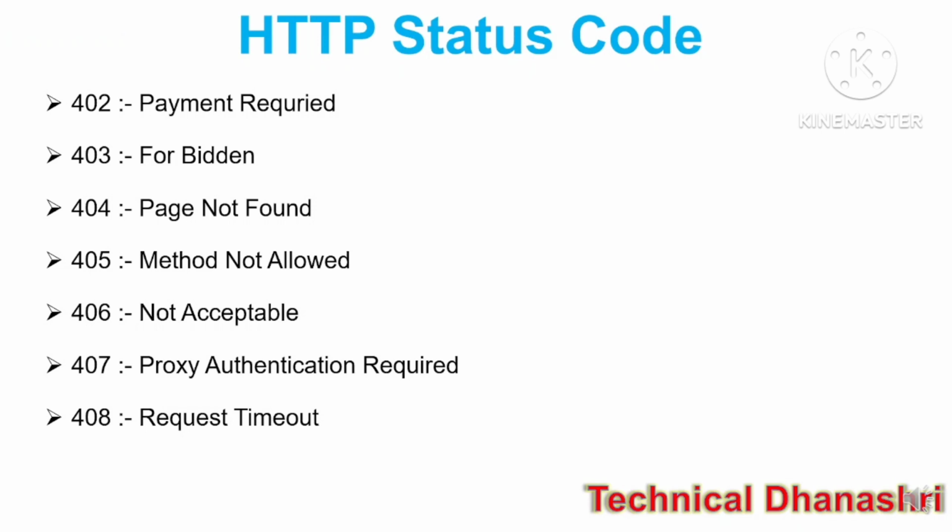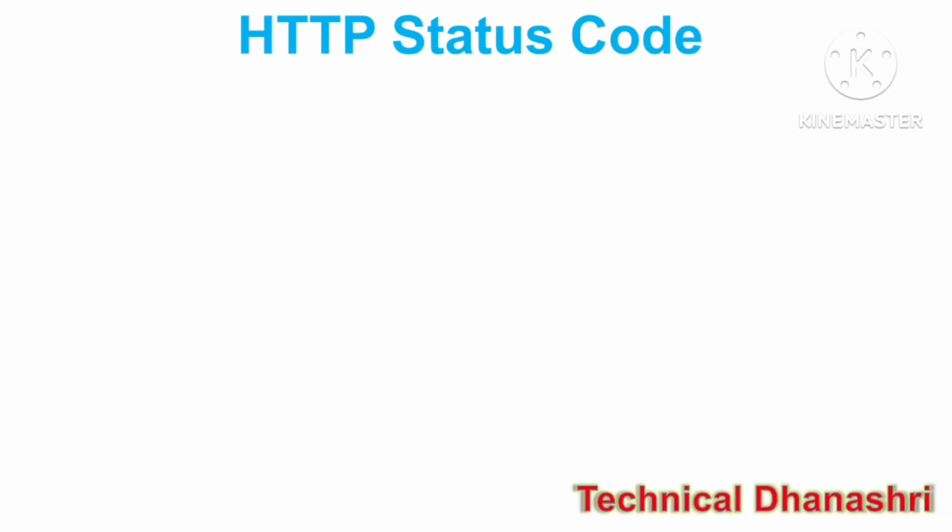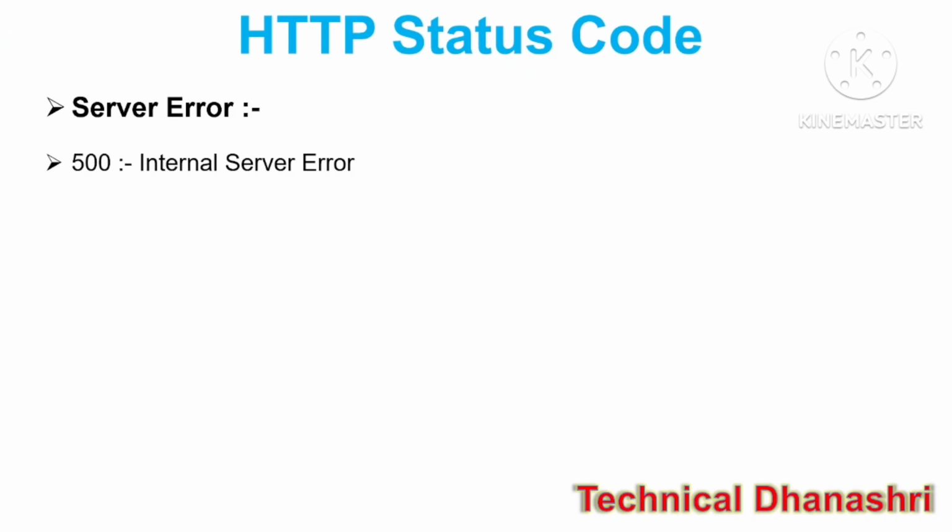After that we have the 500 series of status codes. These 500 series status codes are for server-side errors. In that we have the 500 status code, it is for internal server error. Whatever URL you are hitting, if you get some exceptions like a null pointer exception or array out of bound exception, it is an internal server error, so they give you a 500 status code.